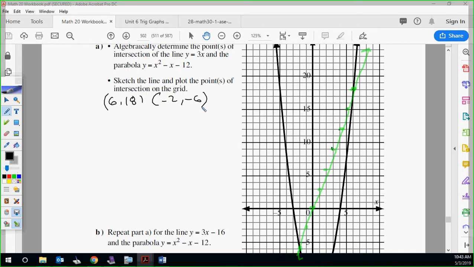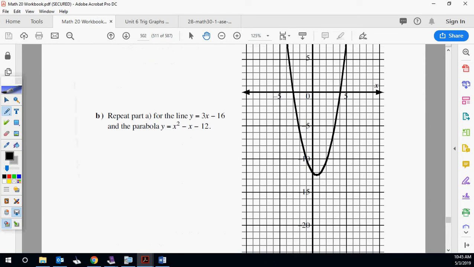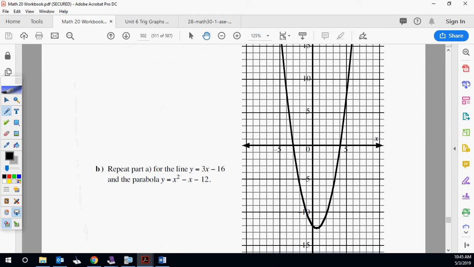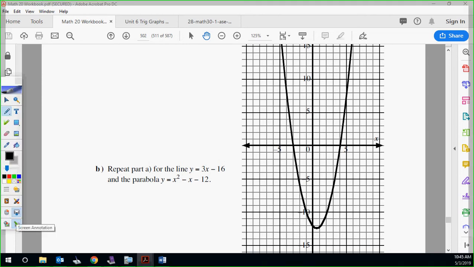Okay, and then if we go to B, it wants us to do a different one. It wants us to try the 3x minus 16 line. So now we do have a y-intercept. It's down here at minus 16, all the way down here. If I go down here, I go up 3 over 1, up 3 over 1, up 3. So that's kind of what it looks like.